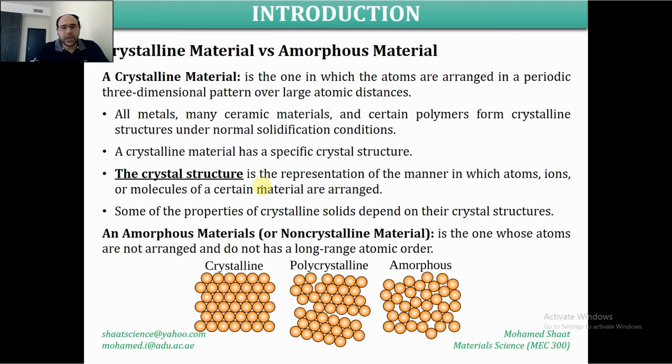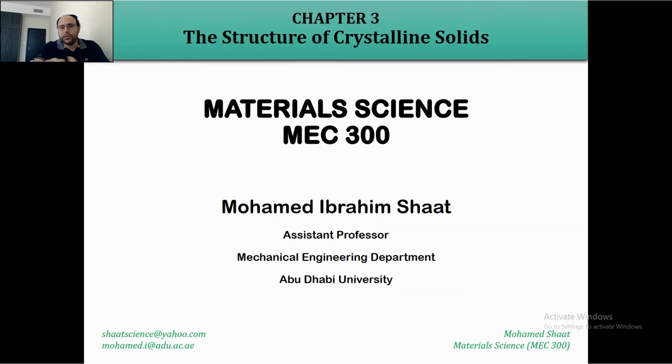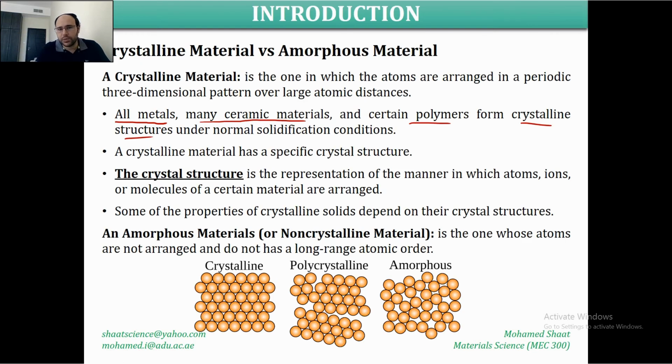In today's video, we're going to focus on the different types of crystal structure commonly known for metals. So the focus is on metals. Why metals? Because as we mentioned before, all metals and many of the ceramic materials and some of the polymers are crystalline materials. It means that they do have a crystal structure. And since the title of this chapter is the structure of crystalline solids, the focus is on crystalline materials.